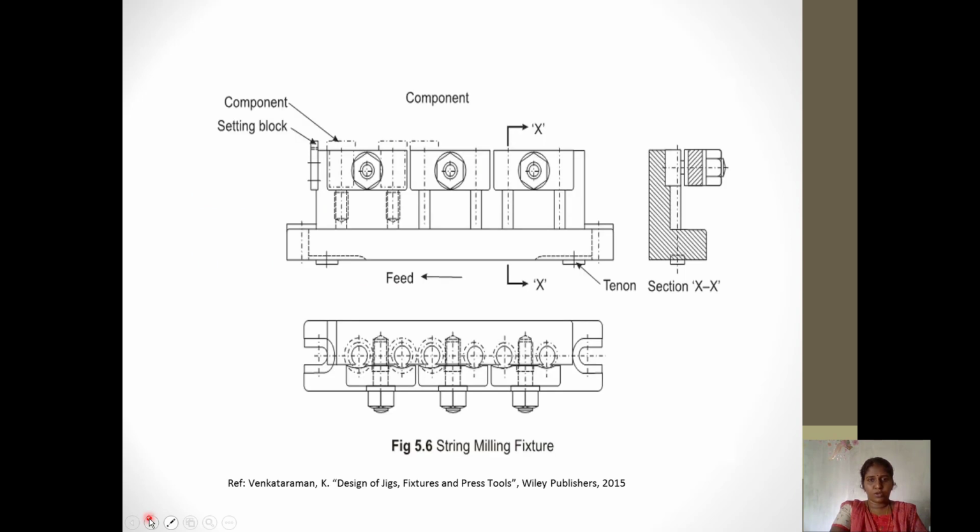Here you have a component. Here the setting block is there. One component is placed relative to the setting block. Based on that, other components are placed. So this is the component. This is the feed direction. We have the tenon as well.